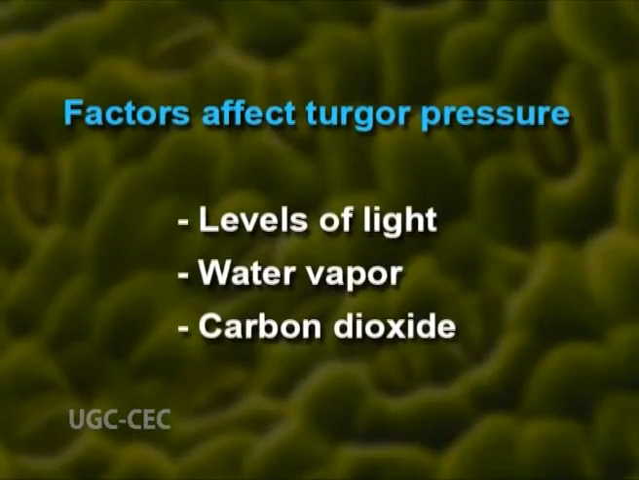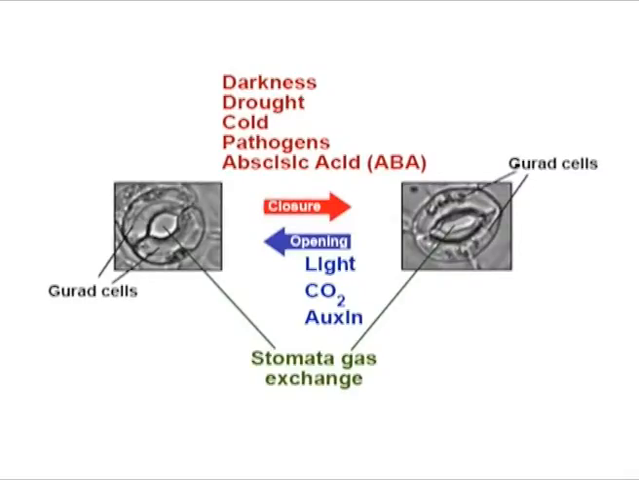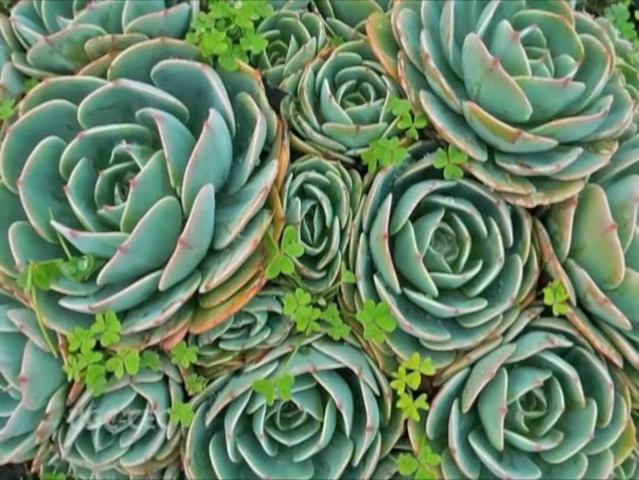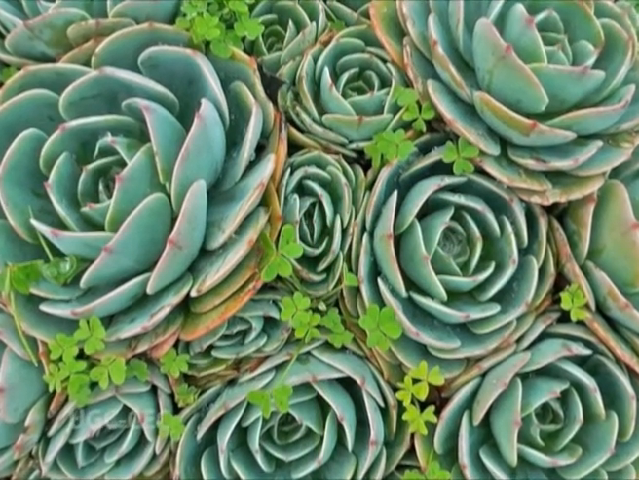Factors that affect turgor pressure include levels of light, water vapor and carbon dioxide. On hot days, when water is limited and transpiration is high, stomata generally stay closed. Early in the morning, many plants have open stomata since the temperature is cooler and the air is full of water vapor. Some desert plants like succulents open their stomata at night and can store carbon dioxide until the following day.